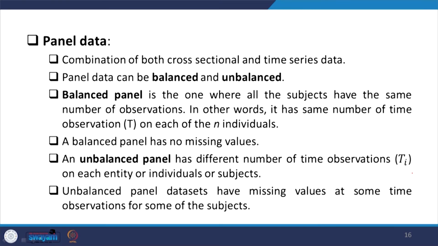Balanced panel data has no missing values. Okay, that is more important. That is why we are saying it has to be 100% the same. Missing values should not be there. Whereas in the case of an unbalanced panel, it has a different number of time observations on each entity, individual or subject. An unbalanced panel data set has missing values at some time observations for some of the subjects.